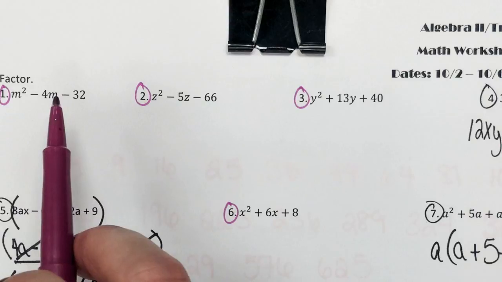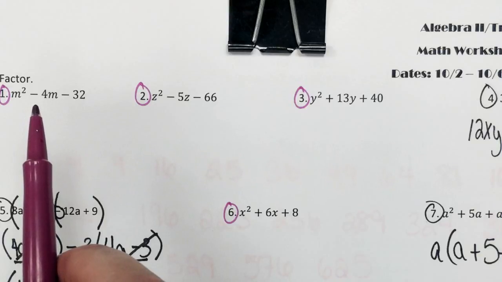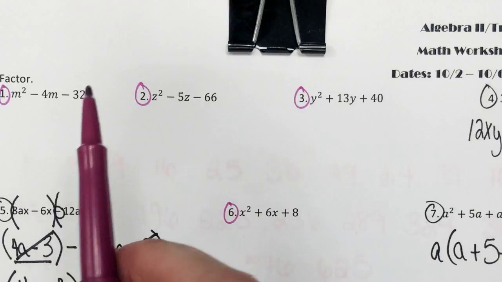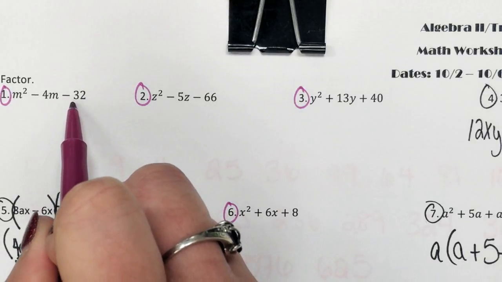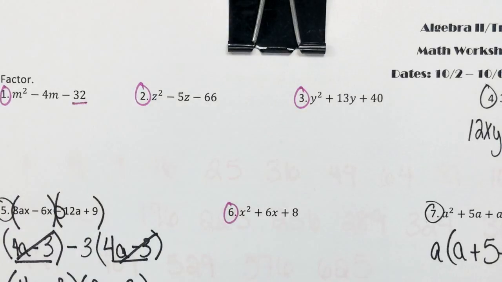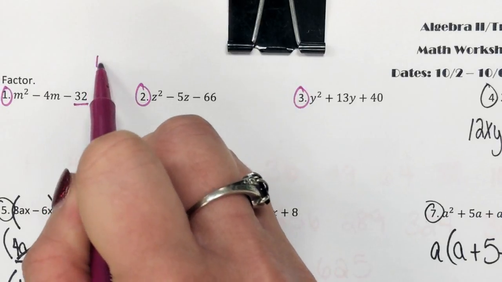So, do they have a GCF? Yes or no? No, they do not have a GCF. That's why we have to do this one different. There's 3 terms and no GCF. So you take the back number, 32, and you have to find all the factors of 32. So start from the very beginning. So 1 and 32.